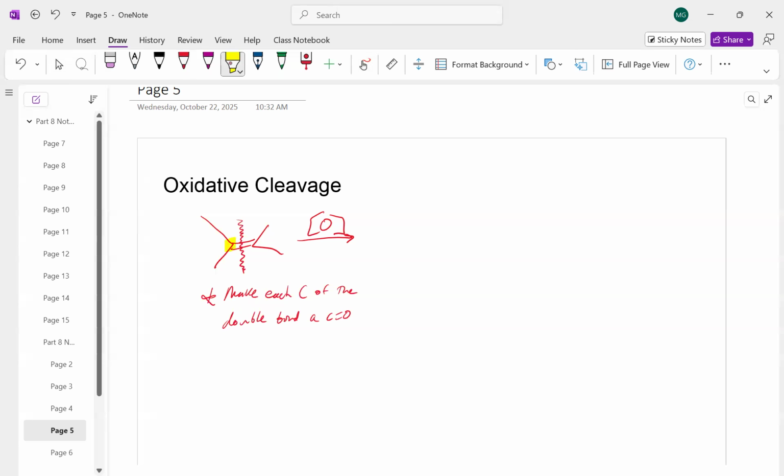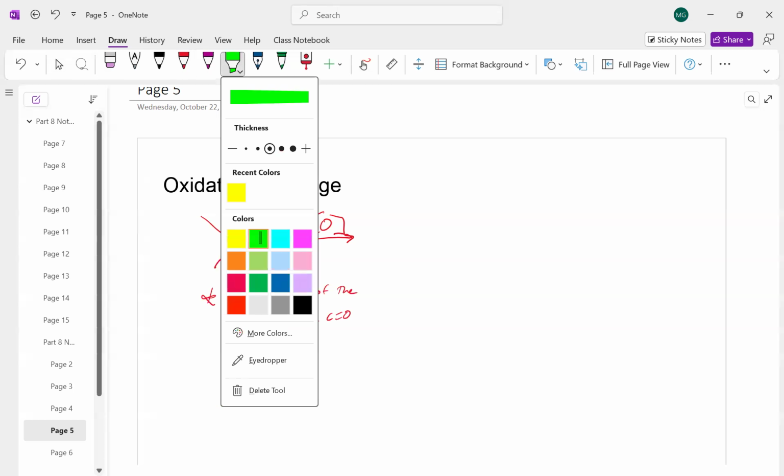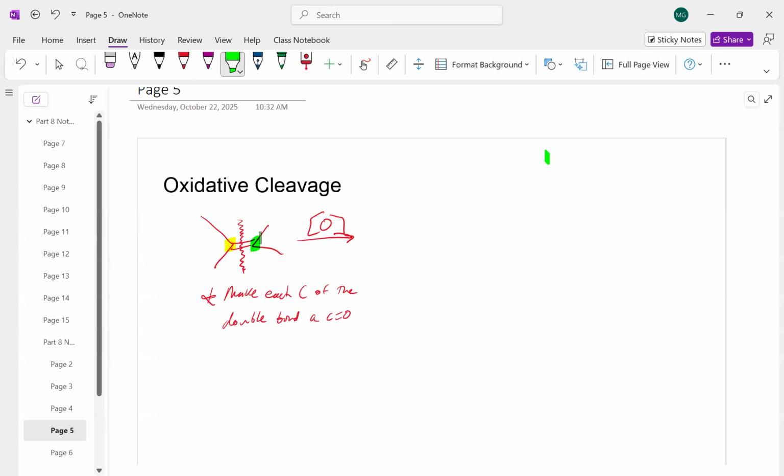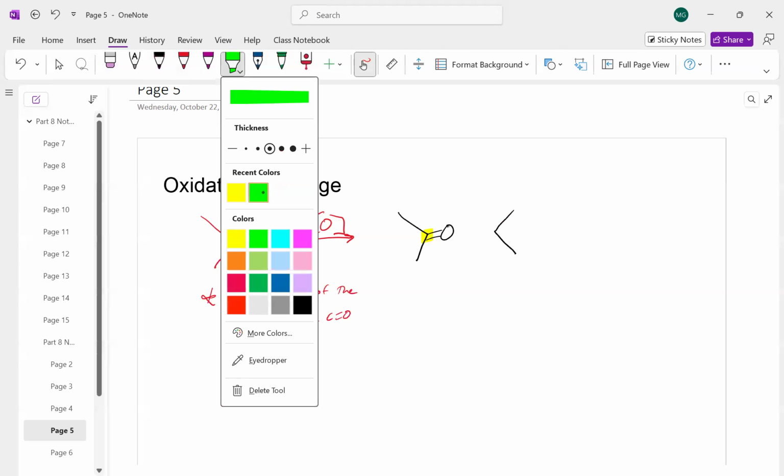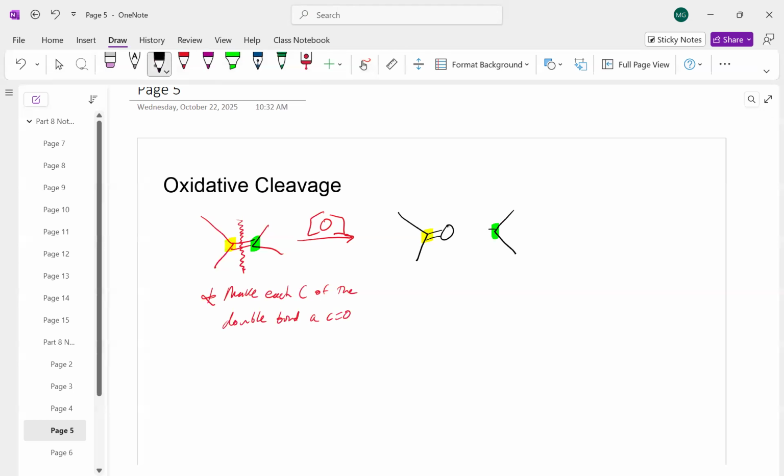So I'm going to highlight this carbon, and I'll use a different color for that carbon. And I'm completely splitting these two things apart. So I'm drawing it like this. And I'm making this carbon here a carbonyl, and I'm making this carbon here a carbonyl. Now it's the same exact product. And if you just say, oh, all I'm going to get is this, that's fine. You can draw it like that. I'm just emphasizing where everything is going and where everything is coming from.